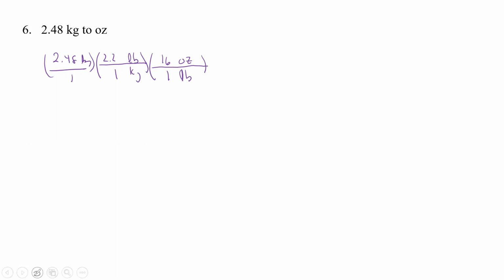And now let's see if we've got everything canceled we need. So we have kilograms canceling kilograms, pounds canceling pounds. We're in ounces. We need to be in ounces. So that looks good. So what do we need to do? Well, it looks like a straight across multiplication. No division needed. So what do I want to do first? Maybe I'll take 2.48, I don't know, times 16. Then I'll take it after that times 2.2, and then I will be done.